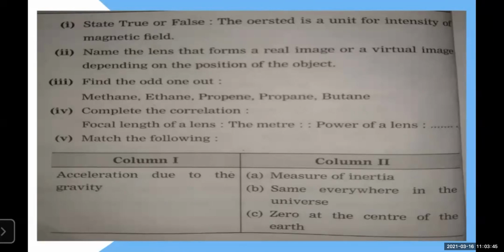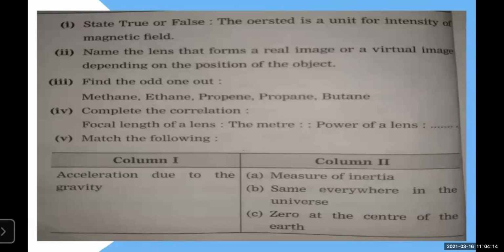Acceleration due to gravity. Okay, the options are measure of inertia, same everywhere in the universe, zero at the center of the earth. So acceleration due to gravity, what do you know about this? The correct answer is C, 0 at the center of the earth. So how are you going to write the answer? Write down only question number 5. Write down acceleration due to gravity, put a dash and write down the correct answer in front of that.